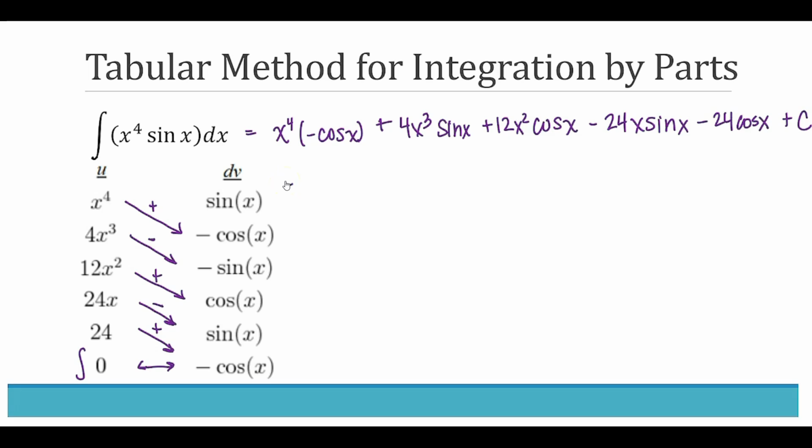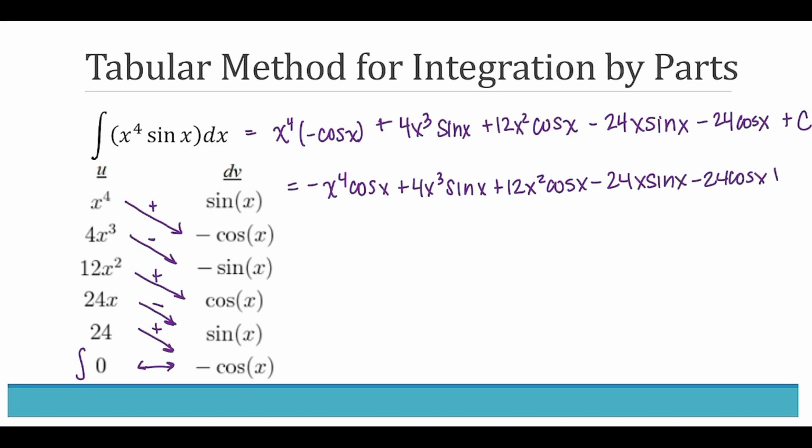So here, if I were to simplify my answer, I'd have negative x to the fourth cosine x plus 4x cubed sine x plus 12x squared cosine x minus 24x sine x minus 24 cosine x plus c.